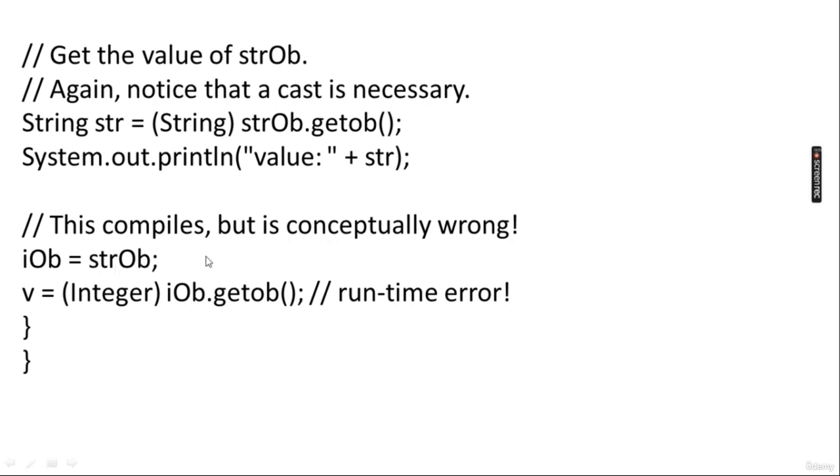Okay, iObject is equal to strObject. This will be compiled, but it is conceptually wrong. And second, iObject.getObject will be converted to Integer and then stored in v. It will give you a runtime error, because this object is storing the string representation, and this will be tried to convert to the Integer wrapper class and stored in v, and it will give you a runtime error.